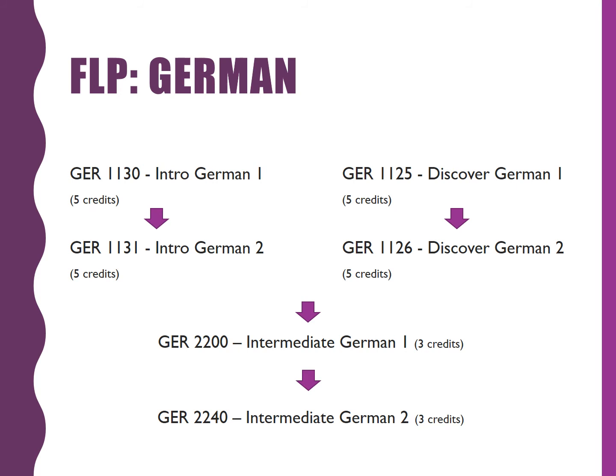But the important thing to recognize right now is that either one is an acceptable way to get to GER 2200, which is Intermediate German 1. So it doesn't matter which sequence you do, either one is going to prepare and lead you to Intermediate German 1. And then, of course, after that, we've got Intermediate German 2, where the number jumps a little bit, GER 2240, but again, I'm not in charge of that, so we're going to go with it.